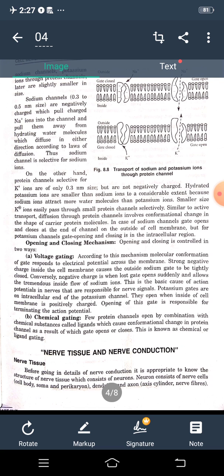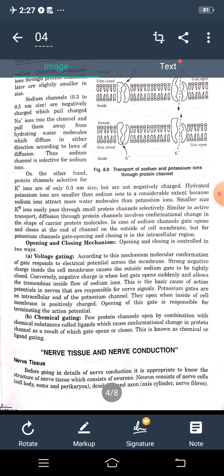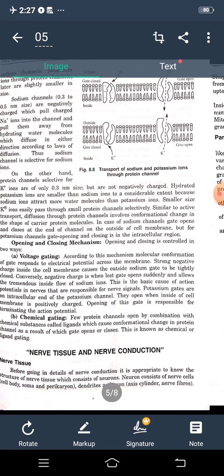Now, nerve tissue and nerve conduction. Before going into details of nerve conduction, it is appropriate to know the structure of nerve tissue, which consists of neurons. Neurons consist of the nerve cell body, or soma, and processes: the dendrites and the axon, also called the axis cylinder or nerve fiber.